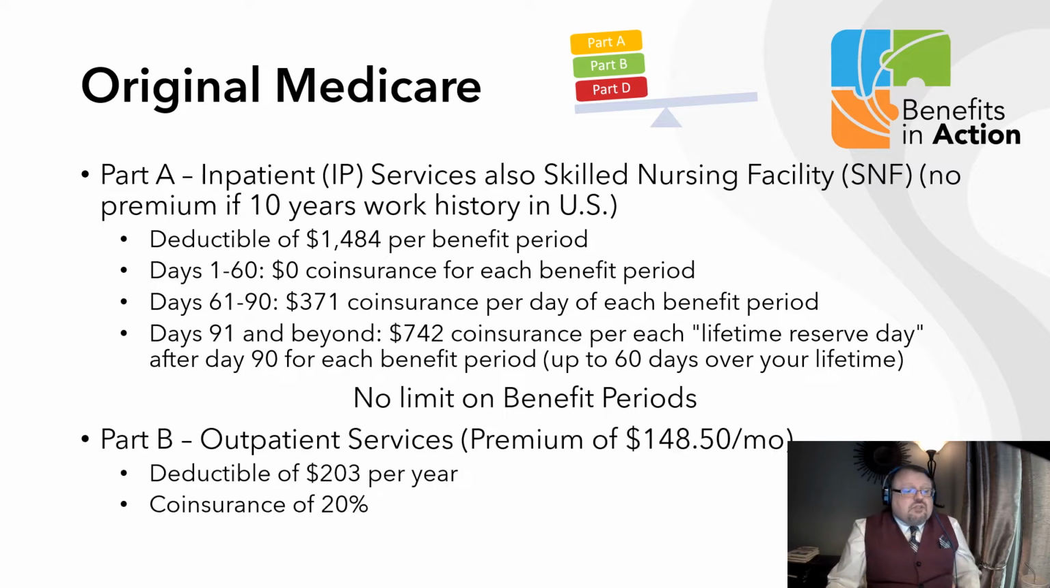Part B refers to outpatient services. There is a premium associated with Part B. It starts at $148.50 per month. There is a deductible of $203 per year, so that's an annual deductible, and coinsurance of 20%.